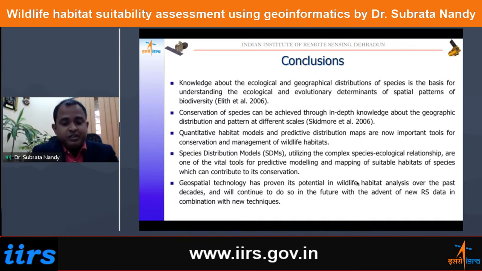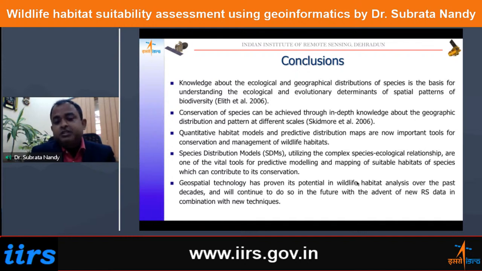Geospatial technology has proven its potential in wildlife habitat analysis over the past few decades, and will continue to do so in the future, with the advent of new remote sensing data in combination with new techniques. Here, one is the dependent variable, another is the independent variable, and we combine these through a modeling approach to get the output for the species distribution model. There are also new data sets coming up, which will give new variables, as I mentioned in my last lecture on LiDAR.